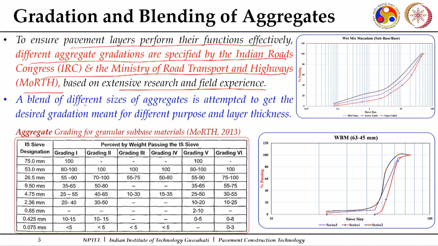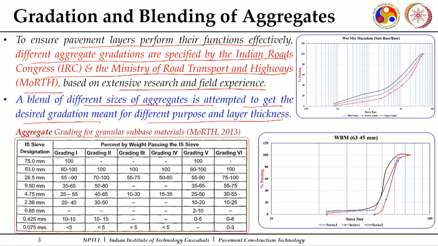So, in that particular case, you may have aggregates of different sizes, which may be because of locally available materials: locally riverbed material, gravel, some alternate materials, some slag, crushed gravel, or crushed stones from aggregate crushers. So, they need to be blended to arrive at that particular target gradation. A blend of different sizes of aggregates is attempted to get the desired gradation meant for different purposes and layer thickness. Now, here you can see this is an important step.